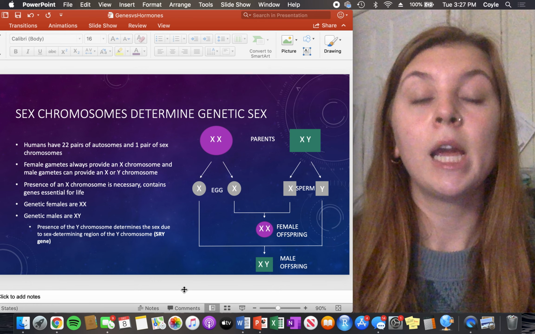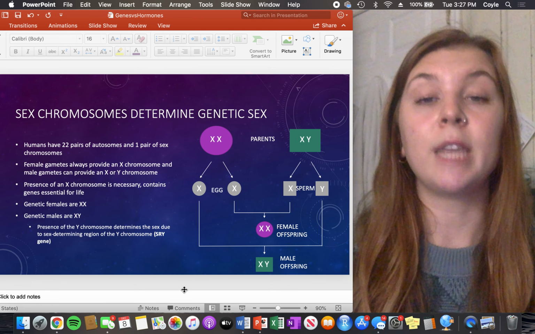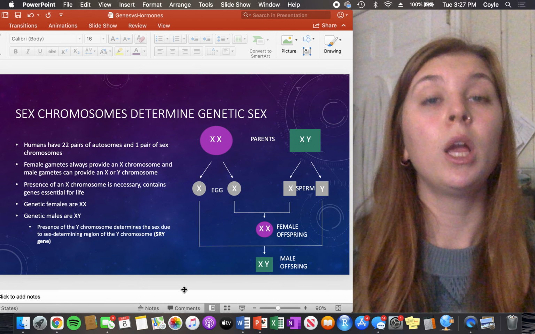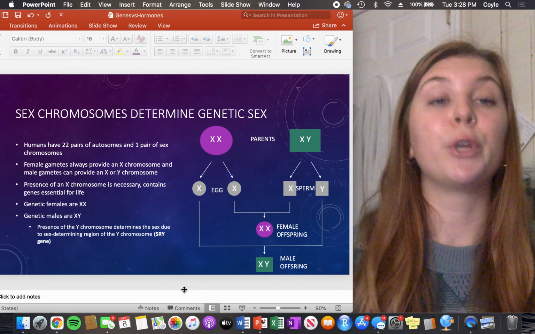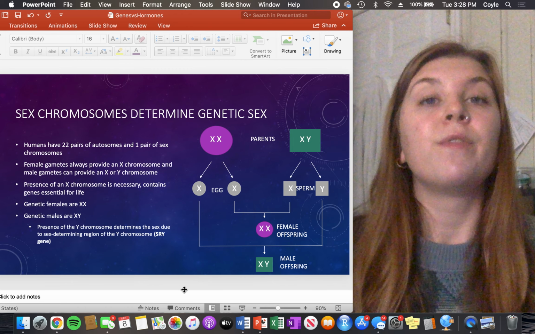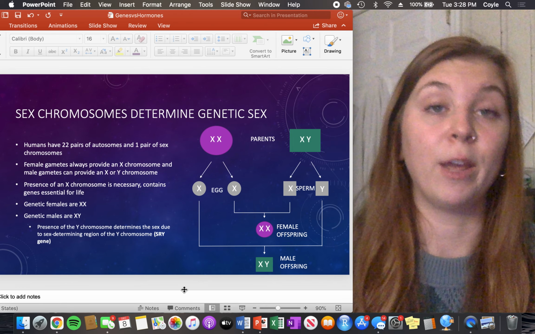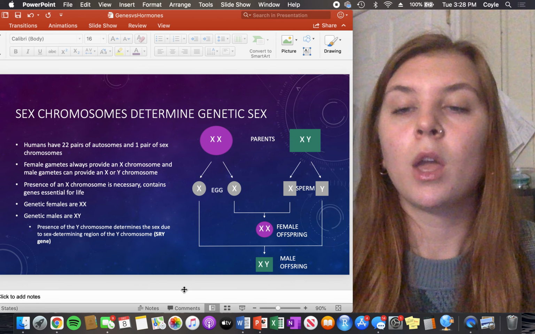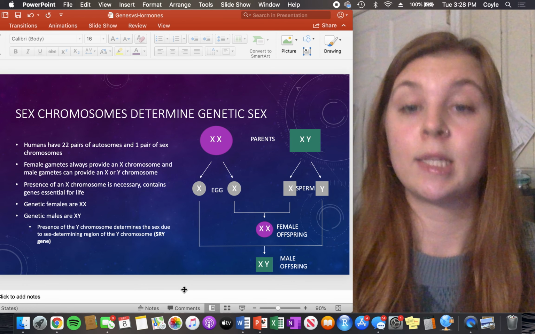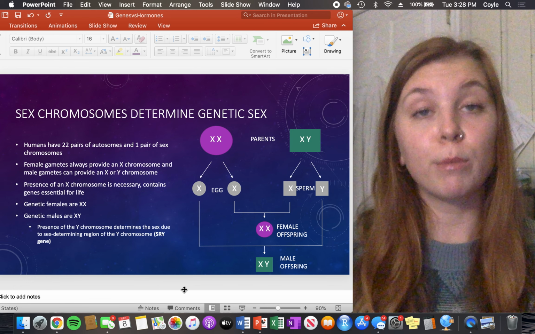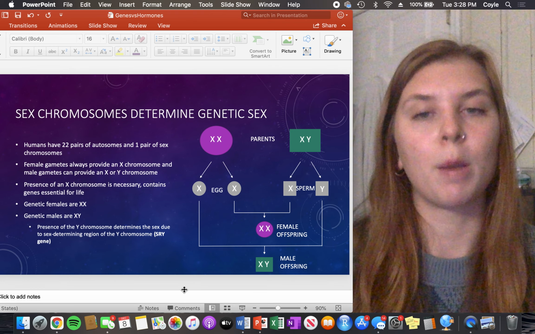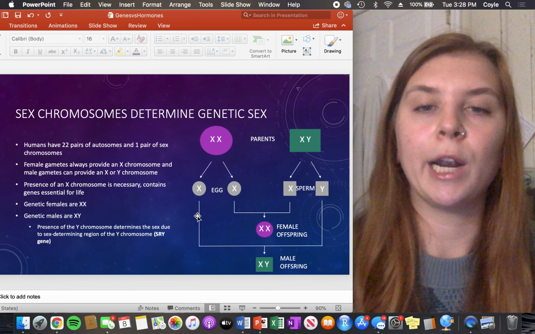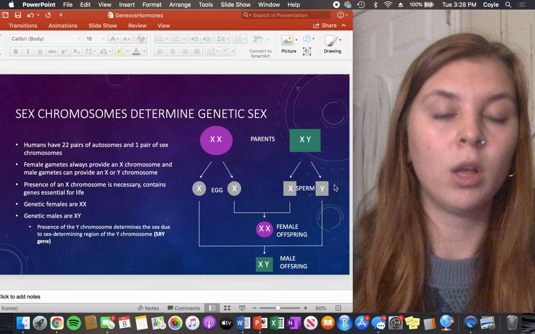So because women contain two X chromosomes, each of their eggs will always contain one X chromosome. And then the males have XY chromosomes. So when they undergo meiosis to create sperm cells, each sperm has a 50-50% chance of getting either an X or a Y. So the thing about the Y chromosome is it contains the sex-determining region of the Y chromosome, the SRY gene, and the SRY gene is what ultimately determines the sex, and we'll talk about that more in a little bit.